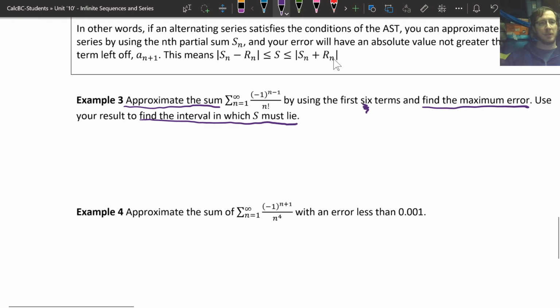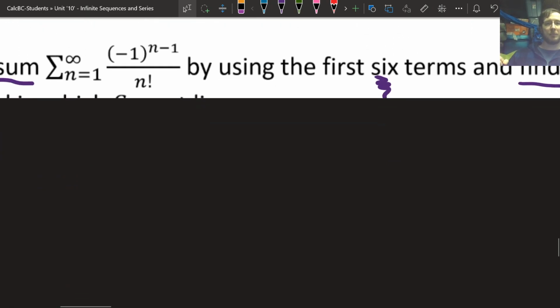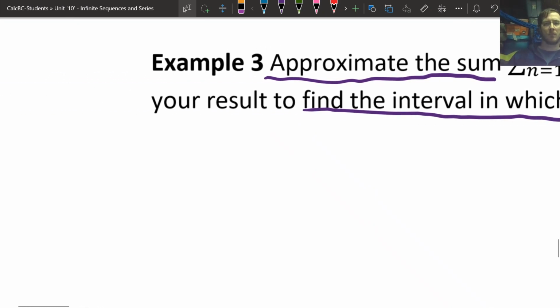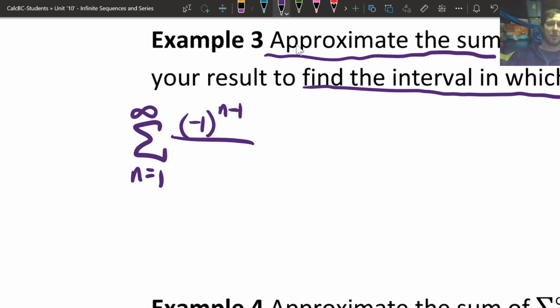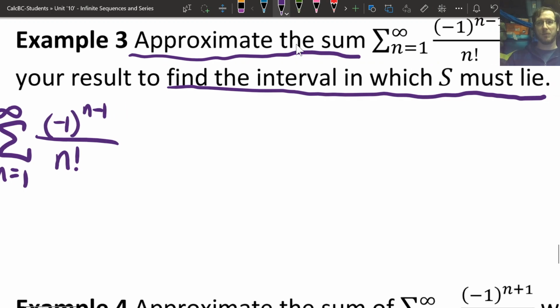So let's see how far I can go. All right, so from 1 to infinity. We don't have time for infinity. We'll just go out, like I said, 6 or 7 or 8 terms. Our function is -1 to the n minus 1 over n factorial. Am I reading that right?